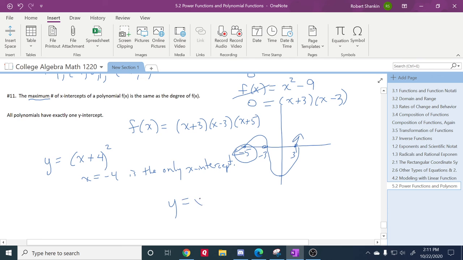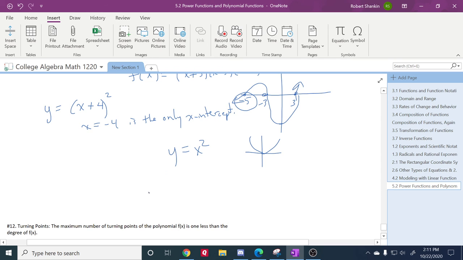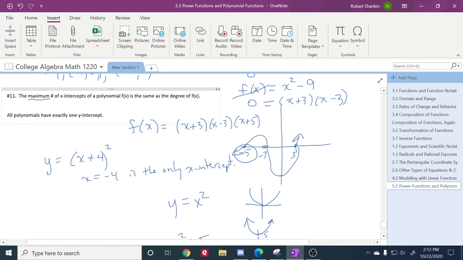Y equals x squared looks like this. That only has 1 x-intercept. You could have no x-intercepts. Y equals x squared plus 5 has been shifted upwards, and it never hits the x-axis. This has no x-intercepts. Alright, so the maximum number of x-intercepts of a polynomial is the same as the degree of the polynomial.